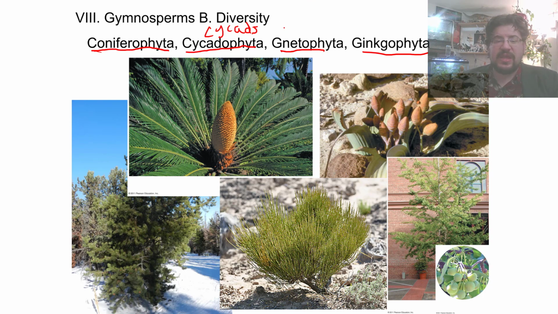Then we have the Gnetophytes, which are kind of funky looking. The Gnetophytes include Welwitschia and Ephedra. This Welwitschia is nice. You can actually see the strobilus there. Hey, look, strobilus, right? We've got cones on the cycad and the Welwitschia. They look nothing like pine cones.